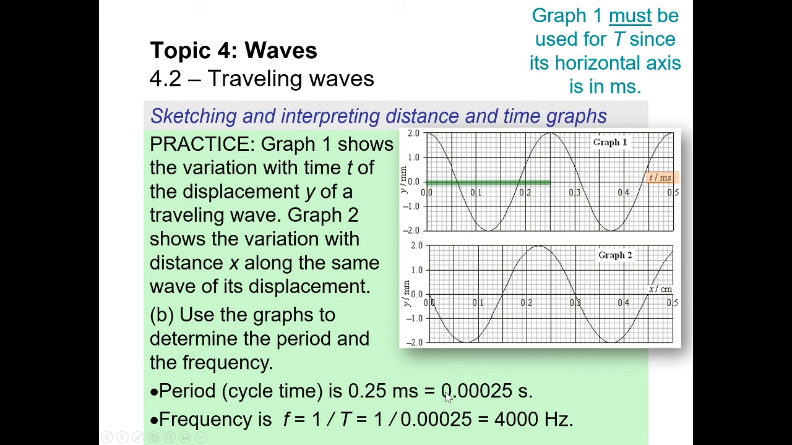Something to notice is this thing oscillates really fast. Look at that tiny period right there. It would oscillate several times a second without you even noticing it. Specifically, it is oscillating 4,000 times every second.